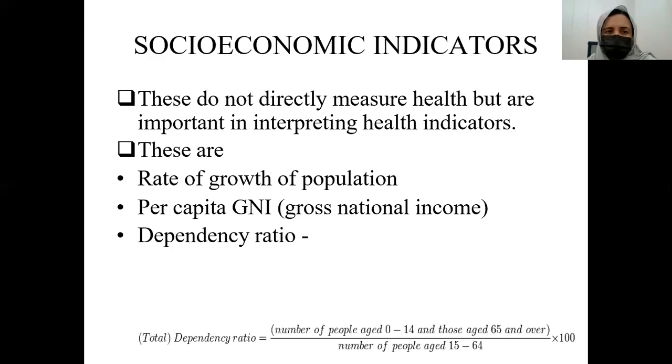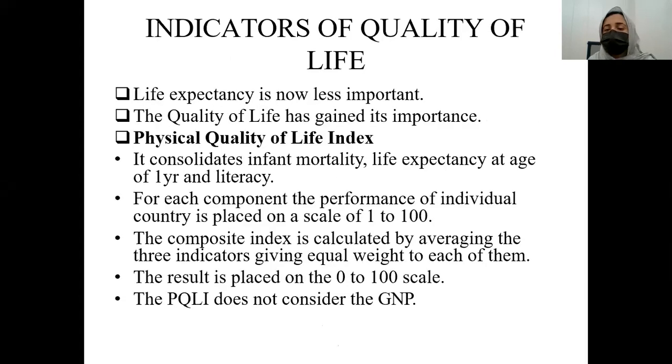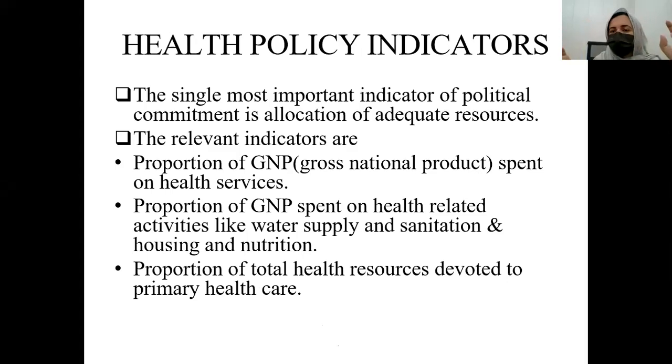Then we have the socio-economic indicators. These are regarding the income of a country, how that income is divided, and what the dependency ratio is. You would be dealing with these indicators in detail when we do demography in your module. Okay, then we have the health policy indicators. Health policy is how much a specific country is spending on its health needs. In Pakistan, as you know very well, what's the gross national product, our total income, and how much is the proportion of that income that is being spent on health.